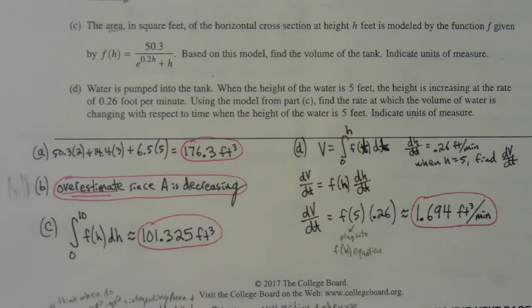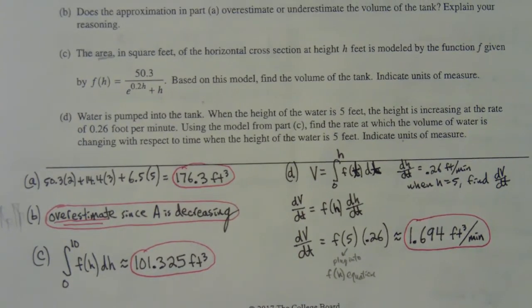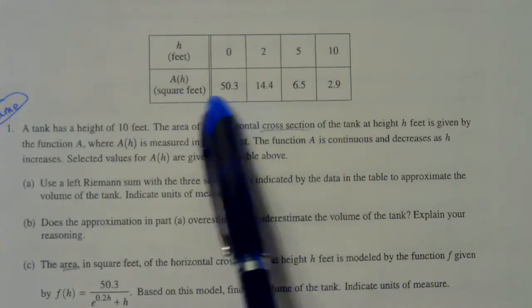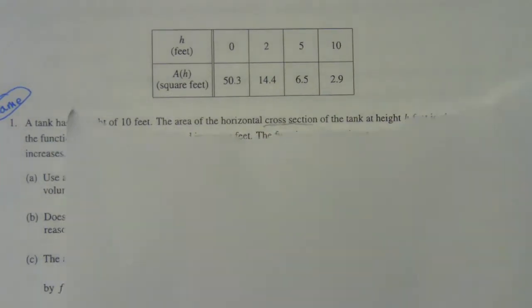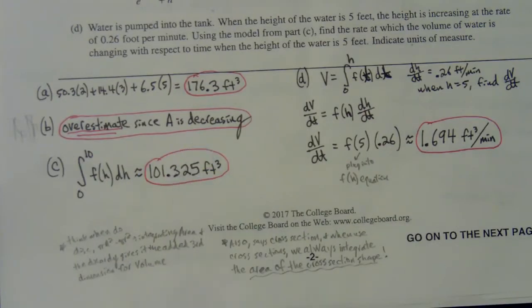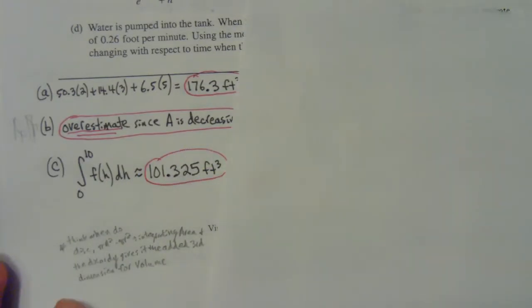And then letter B, it says, is that approximation an overestimate or an underestimate? And then explain your reasoning. Okay, here's what we're going to need to do. We're going to need to say what this function is doing, increasing or decreasing. And we see from the table of values that that's a decreasing number. Here's why this is going to make sense. All right, now notice my work, I got an overestimate since A is decreasing. Let me explain why that makes sense there.